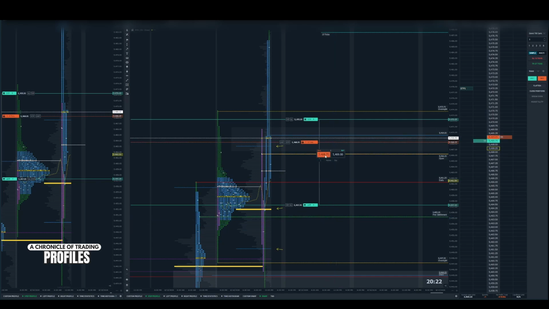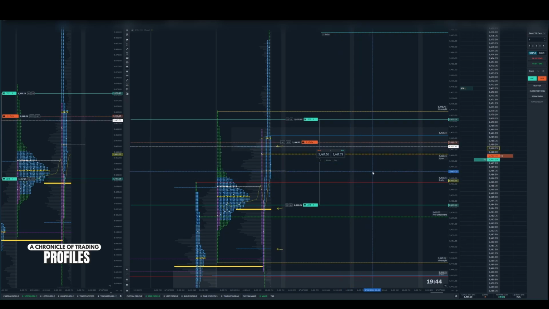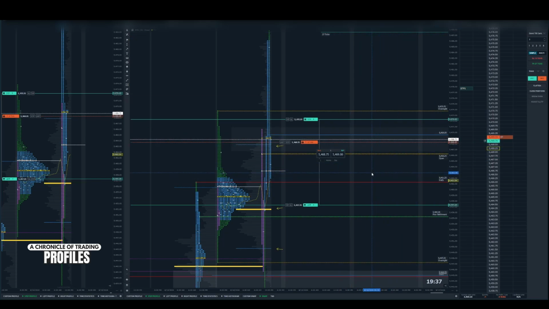Here we get up above my blue line again. And I'm just looking for the top of that node. I'm looking for it to push or try to get up there and fail, basically. That's what I wanted. And you'll see I kind of move my stops out of the way.